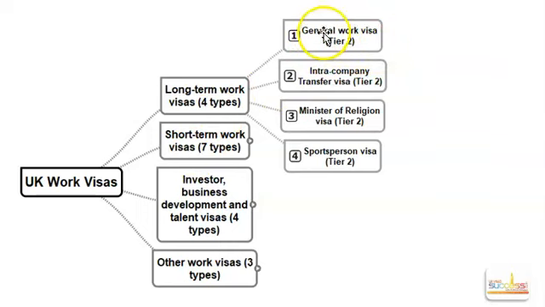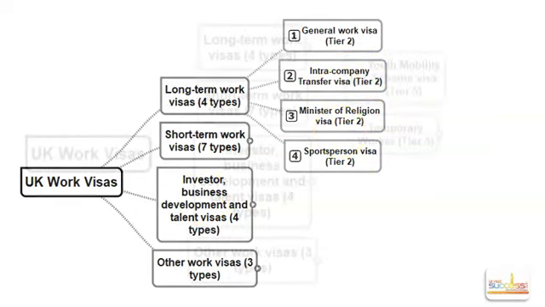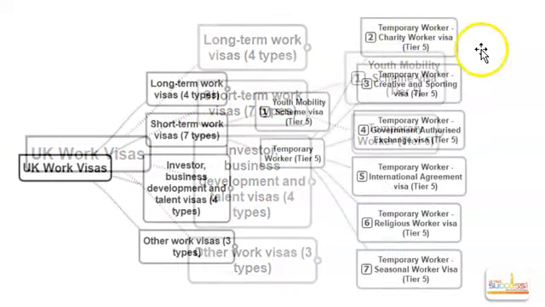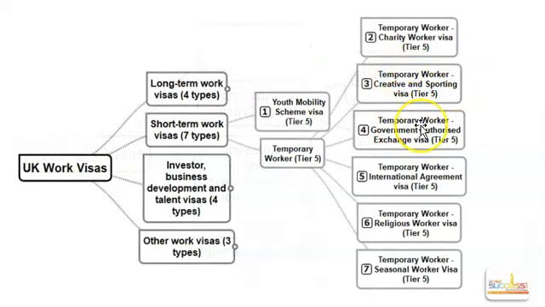This is a points-based system application. All tier 2 applications are points-based system. And then we have intra-company transfer, Minister of Religion, and the sports visa type. The short-term are tier 5 types of visas, and we have youth mobility for someone from the participating country aged between 18 and 30, and we have temporary worker visas, and these are charity worker visas, creative and sporting visas, government authorized exchange visas, international agreement visas, religious worker visas, and seasonal worker visas.